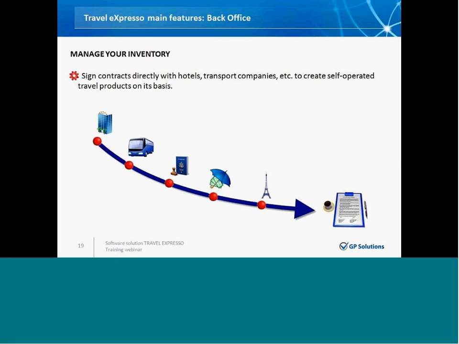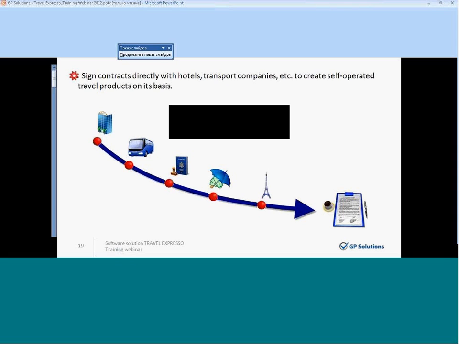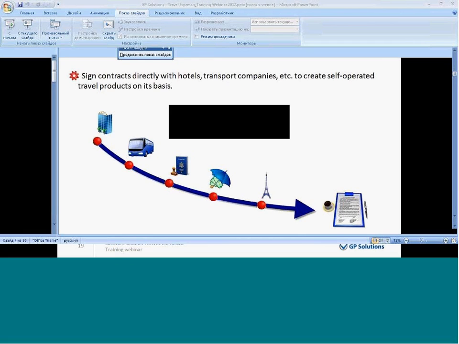The second possibility of how you can get travel products is to manage your own inventory. For example, if you sign contracts directly with hotels, and these hotels do not have possibility of online connection, they can send you prices and availability via emails or fax, and your staff can enter these products right into the system. Let's see how this works.